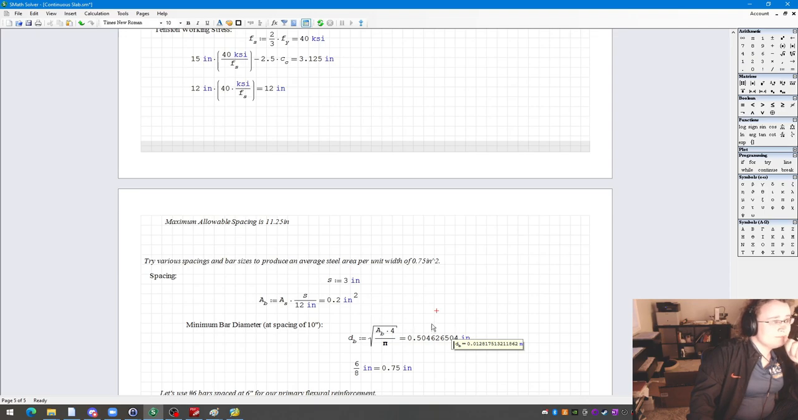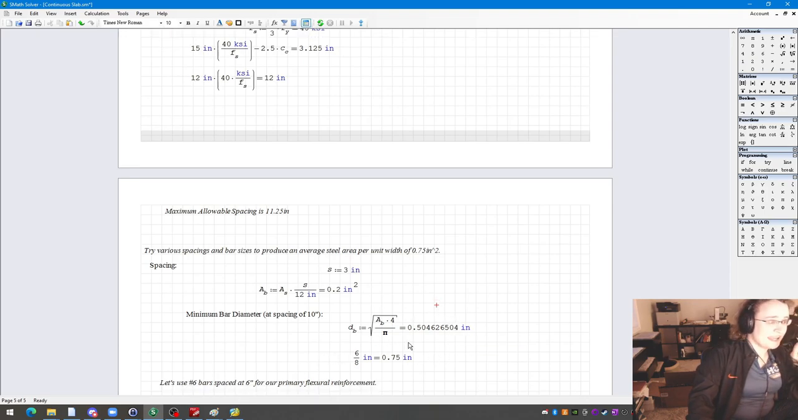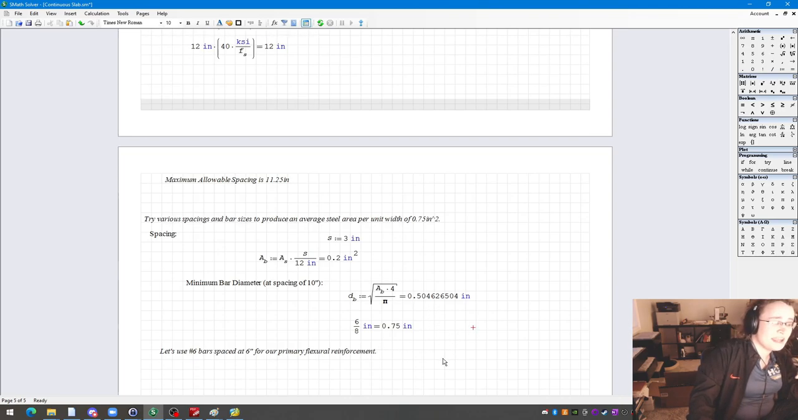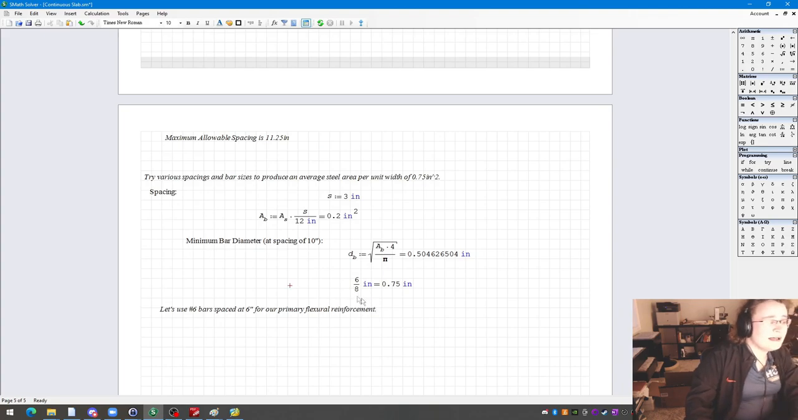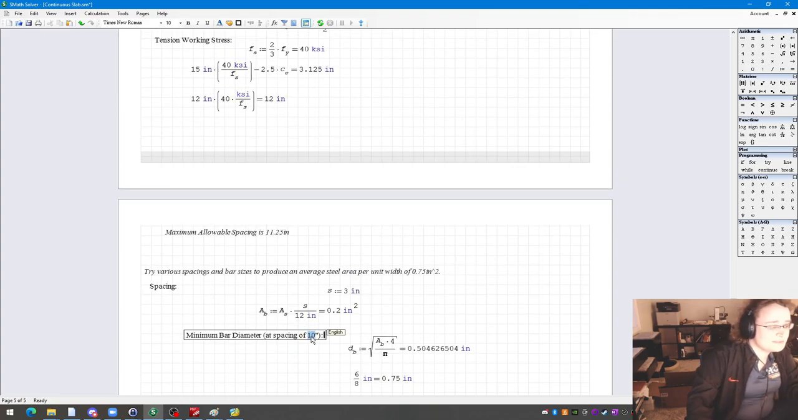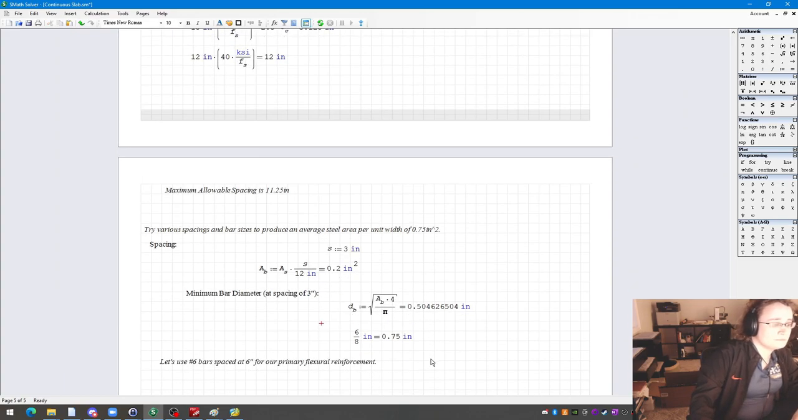So let's see. Now I wonder if we used a bar diameter of, let's consider this, saying that a bar diameter of 0.504 inches is required. I'd like to use a bar diameter of 0.5 inches because that would be a number 4 bar, but for a spacing of 3 inches, we can't actually, that is the minimum bar diameter for a spacing of 3 inches.